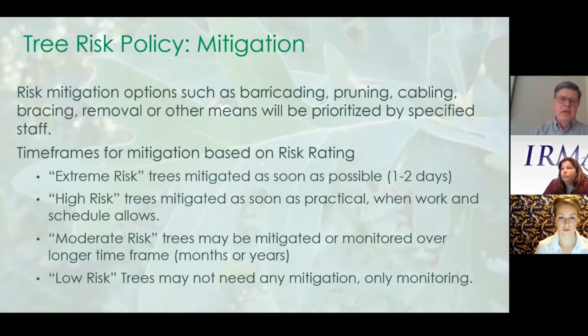High risk trees should be mitigated as soon as practical. So when work and schedule allows. It doesn't mean you have to drop everything that second, but what it does mean is you're not going to just wait until you can get around to it. You're going to finish the job, and then you're going to get your crew out there and take care of that high risk tree. Moderate risk trees are trees that should be taken care of within the next few months or maybe years, within that time frame that the arborist was talking about of the assessment. So they should be mitigated, but you have a longer time frame in which to do it. And low risk trees, you really don't have to perform any mitigation.